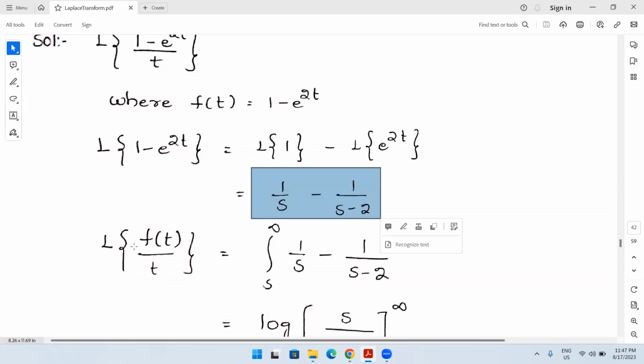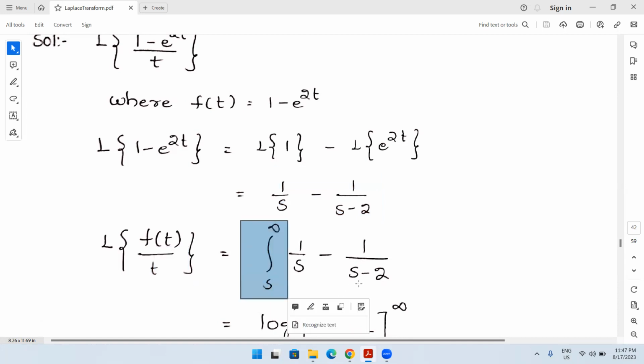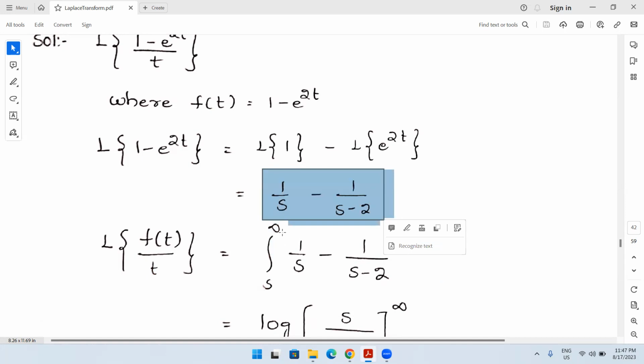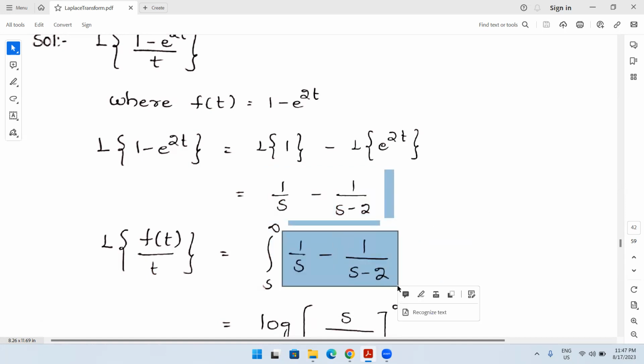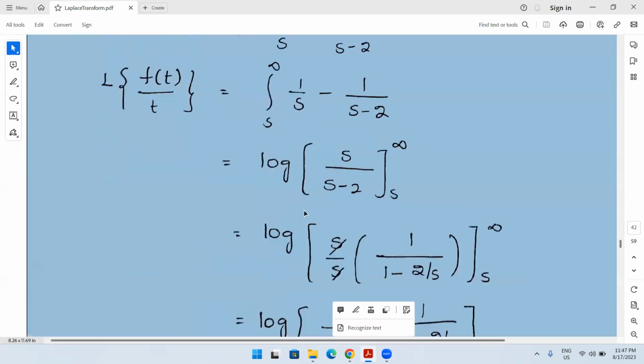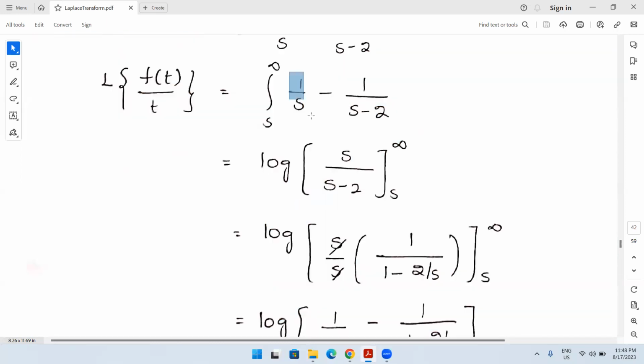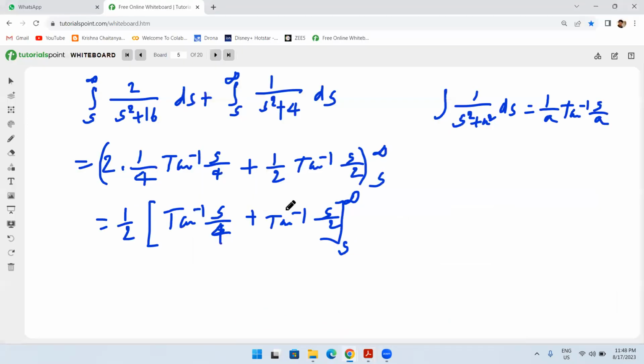Now division by t. We get integral s to infinity, ds is missing here also, f bar of s ds. What is f bar of s? 1 by s minus 1 by s minus 2, integration. Okay. And what is 1 by s integration? Here also something missing here. Some steps are missing.